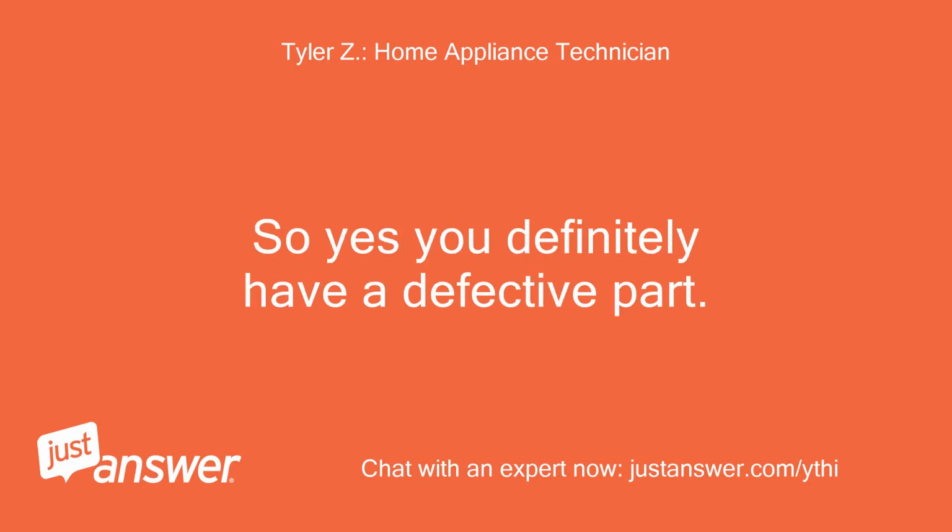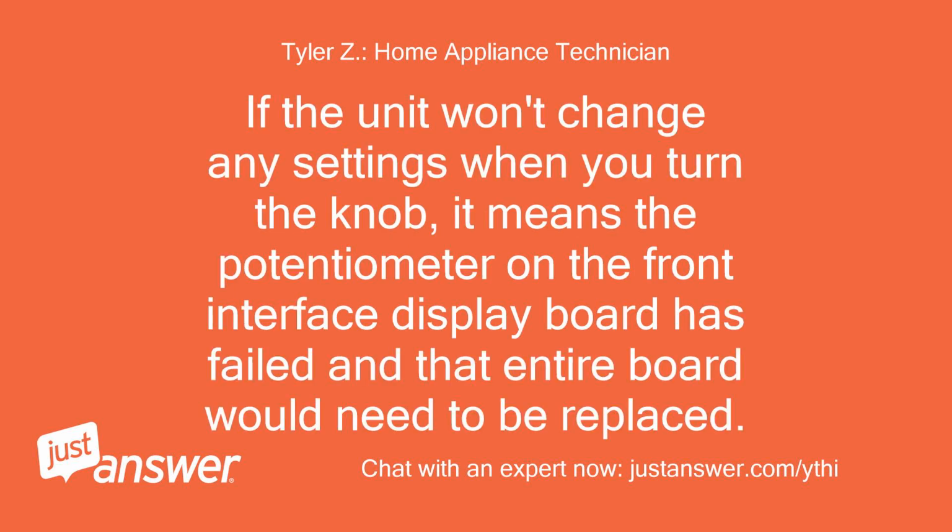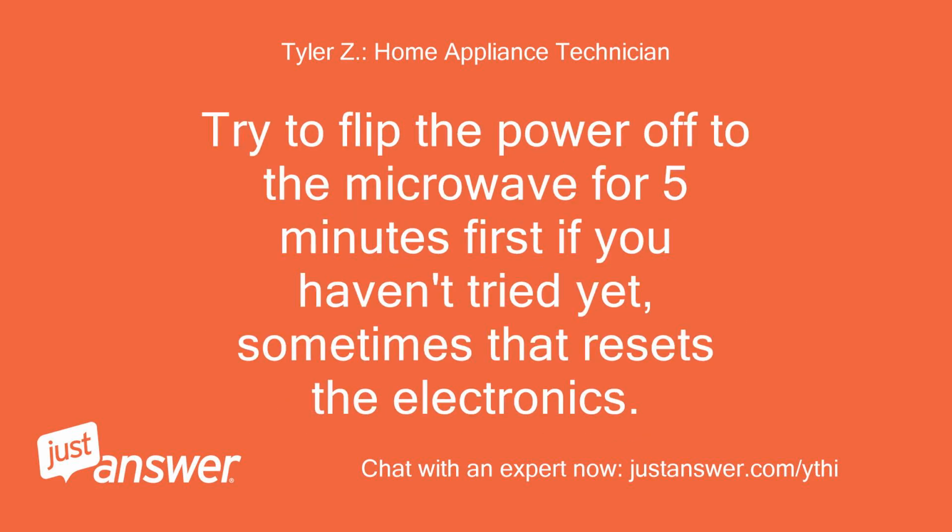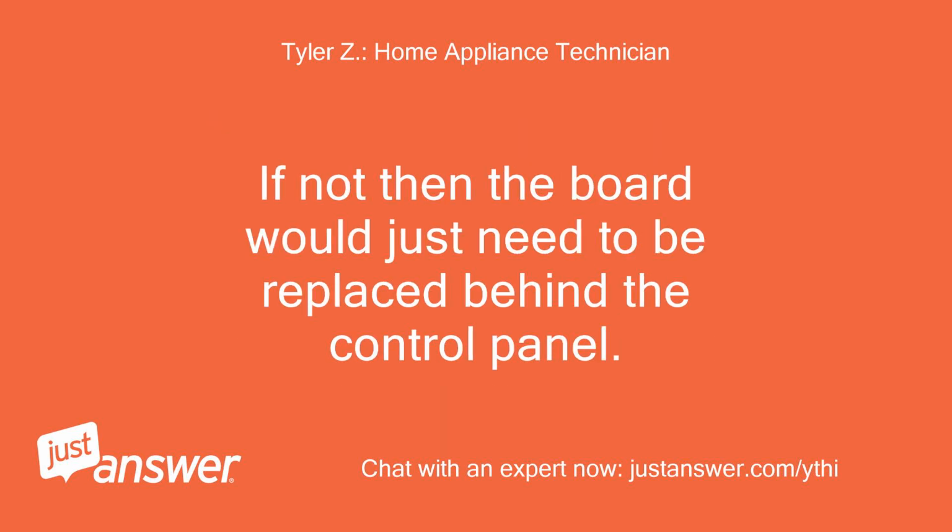So yes, you definitely have a defective part. If the unit won't change any settings when you turn the knob, it means the potentiometer on the front interface display board has failed and that entire board would need to be replaced. Try to flip the power off to the microwave for 5 minutes first if you haven't tried yet, sometimes that resets the electronics. If not, then the board would just need to be replaced behind the control panel.